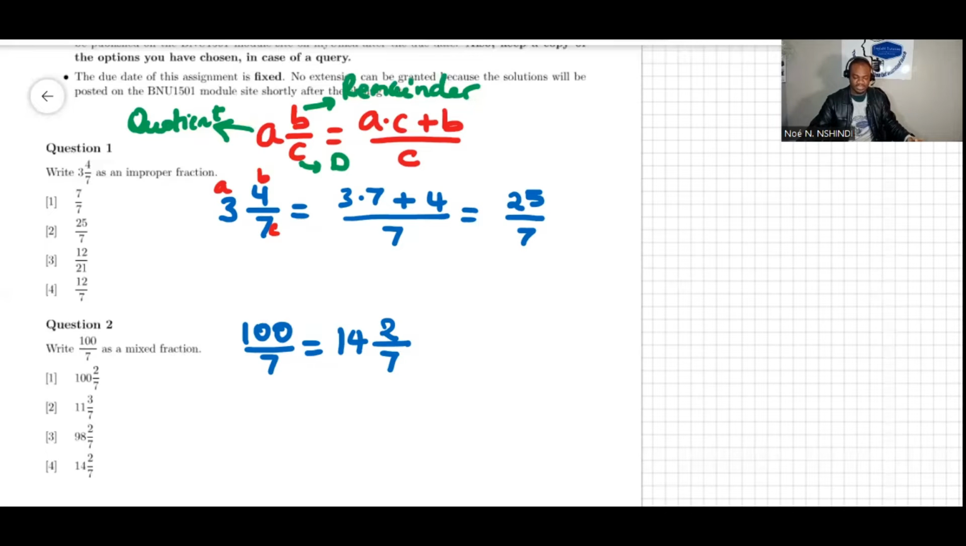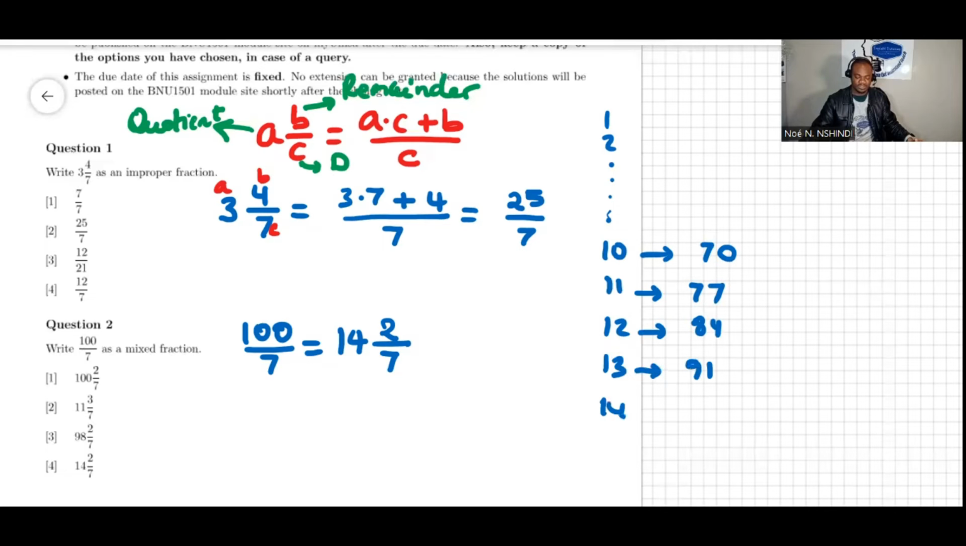I already know that by 10, it's 70. So by 11, it's going to be 77. By 12, it's going to be 84. By 13, it's going to be 91. By 14, it's going to be 98.